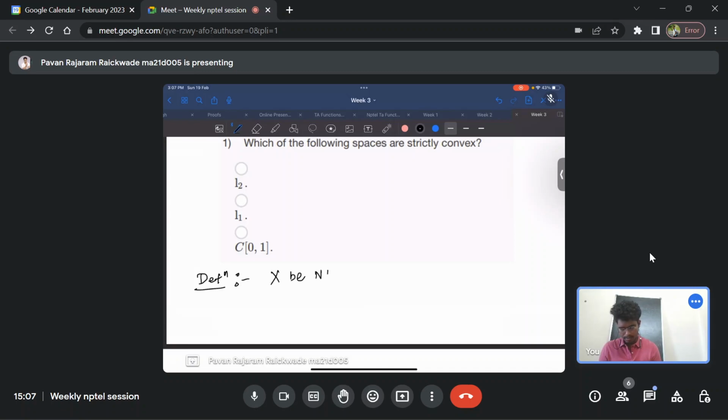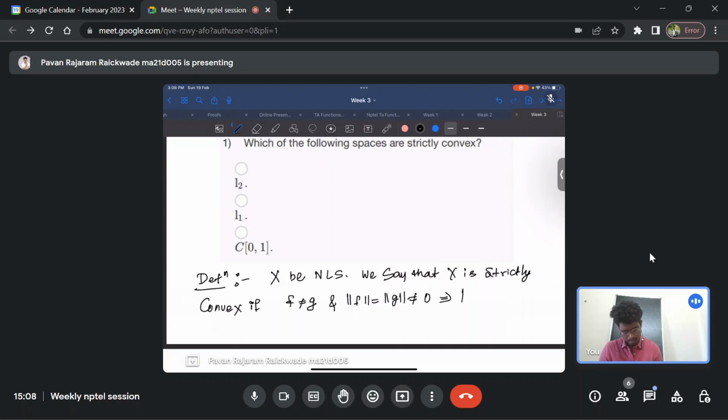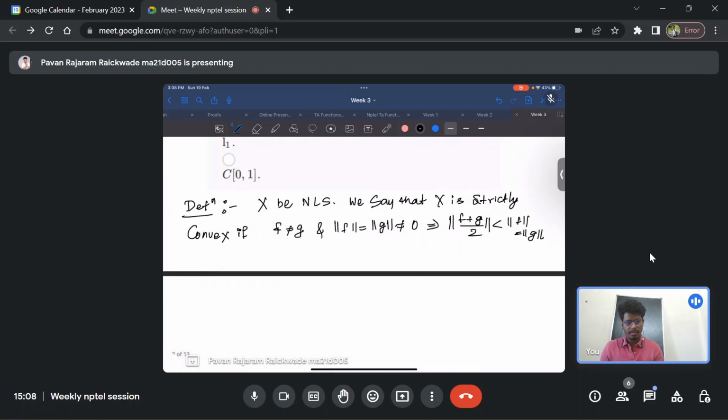Let X be a normed linear space. We say that X is strictly convex if f is not equal to g and norm f equals norm g, which is not equal to 0, implies norm of (f plus g) by 2 is strictly less than norm f, which equals norm g. So this is the basic definition of a strictly convex vector space.